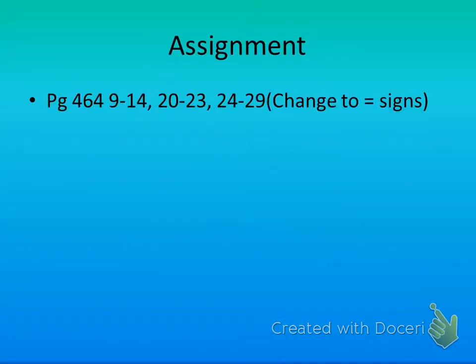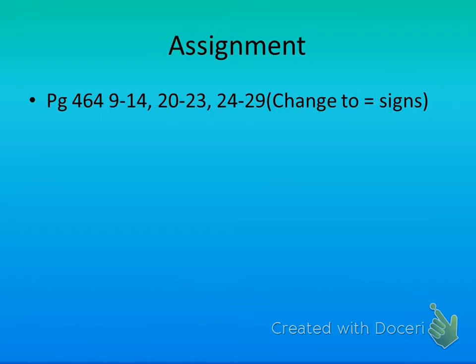Your homework assignment for this is going to be page 464, 9 through 14, 20 through 23, and then 24 through 29. A couple of last minute things about this. First off, 24 through 29 are like the first type of problem we did. They're inequality signs in the book. All you need to do to fix that is change them to equal signs and work out the problem just the way you would. Your answers in the back, you should get the same numbers every time. I'm 99% sure of that.